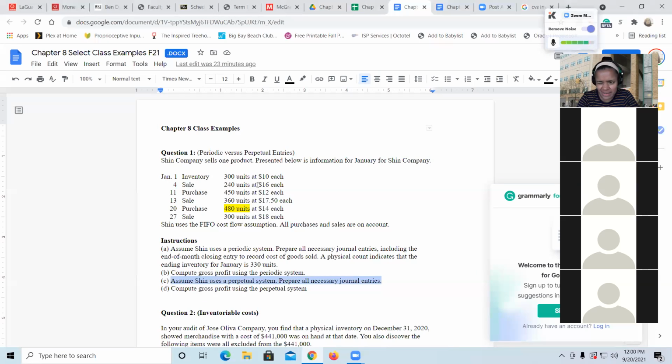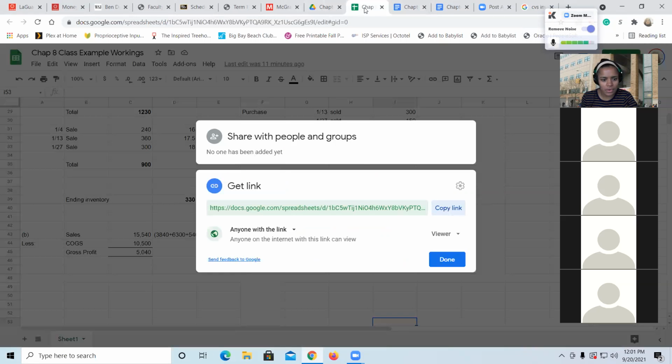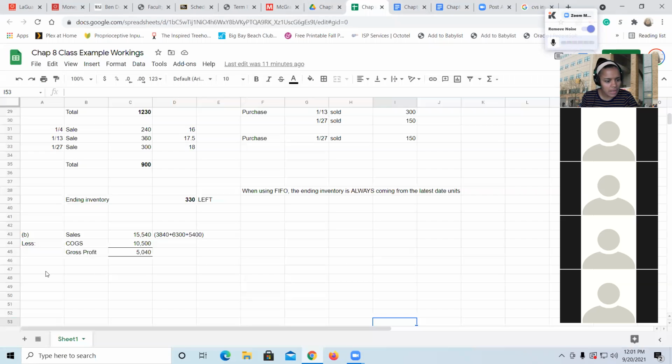And for Jaron and others who were asking how did we get to the 330 units that it had to be $14? When we go through the perpetual journal entries now, I think it will become even more obvious where the 330 at 14 is coming from. All right, let's go with the perpetual system.